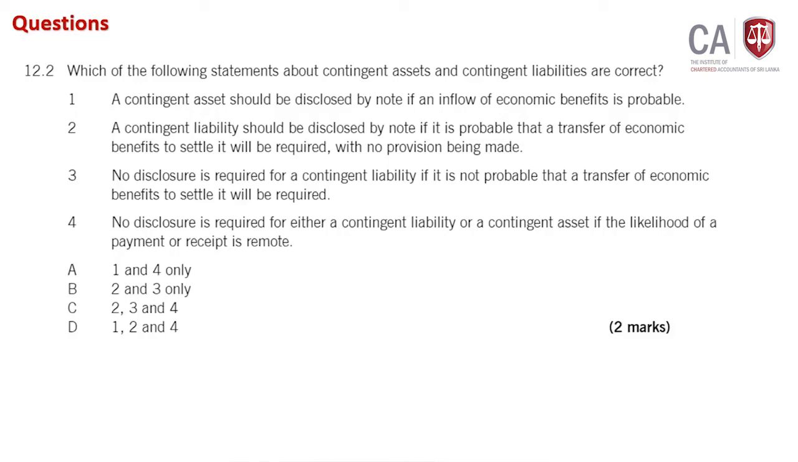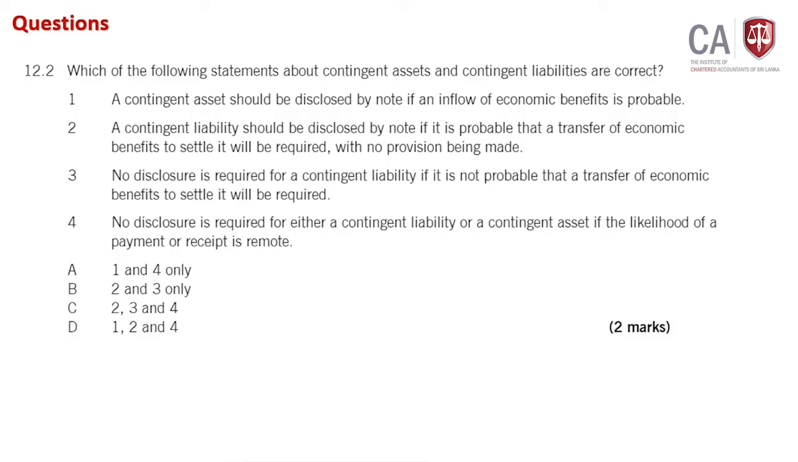At first glance it seems correct. You may think, alright, it's correct. No. Why? Look at the word probable. If it is probable, no need to disclose. You have to recognize what? A provision in the financial statement. Therefore, statement 2 is wrong.